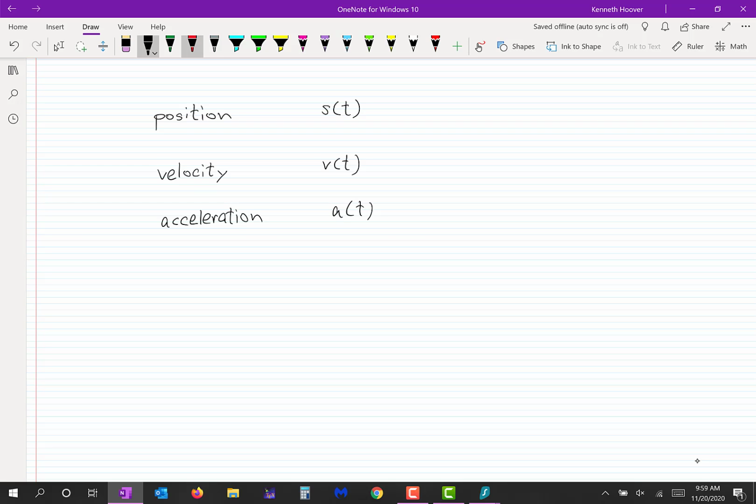And the relationship is this. Let's just write d dt. Velocity is the derivative of position, and acceleration is the derivative of velocity, which means that velocity is the integral of acceleration and position is the integral of velocity.